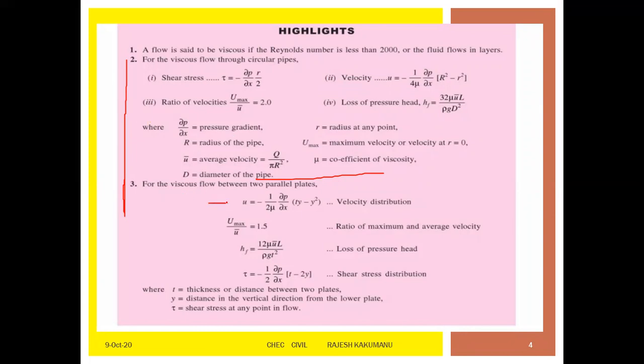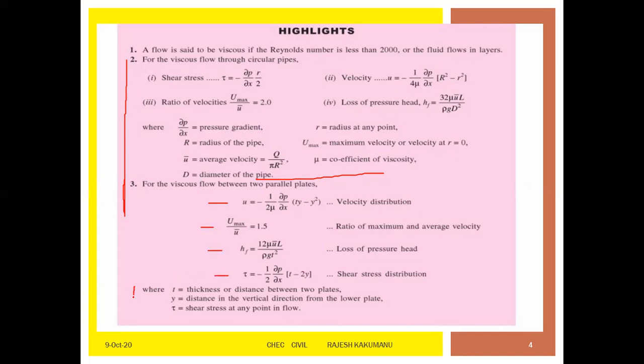So for this, the velocity distribution formula is u is equal to minus 1 by 2 mu dou p by dou x (ty minus y square). Coming to the average velocity, the ratio of the maximum velocity to the average velocity, U max by U bar is equal to 1.5. Next, loss of pressure head, hf is equal to 12 mu U bar L divided by rho g t square. Then shear stress distribution tau is equal to this one.